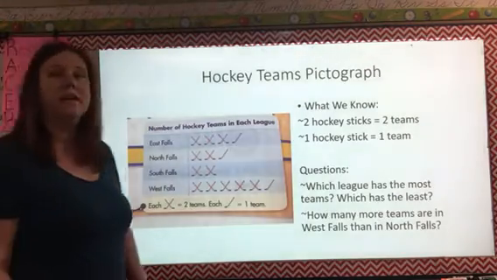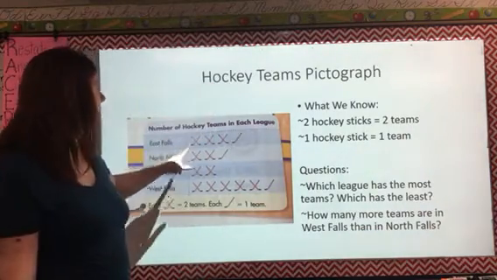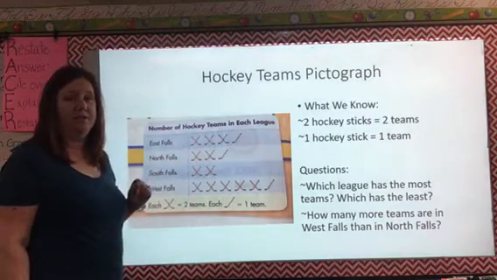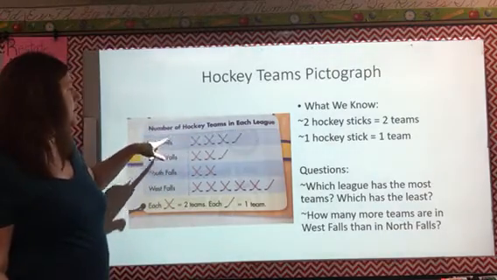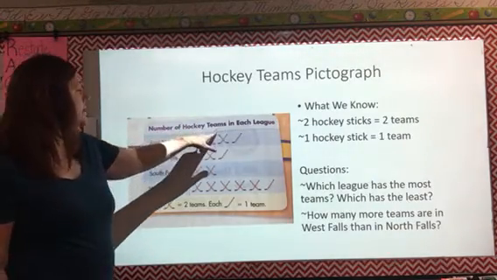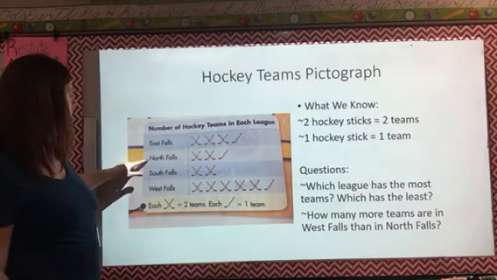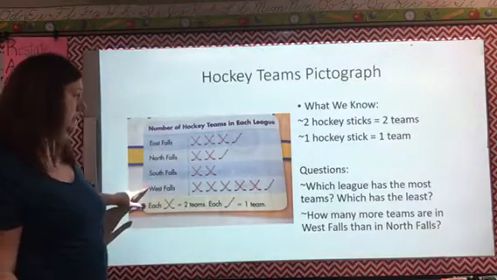All right, so now we're gonna look at a pictograph. This is a hockey team's pictograph. A pictograph uses pictures to display information. Just as a line plot used X's, now we're going to use pictures. So this is the number of hockey teams in each league. We have the East Falls League, the North Falls League, the South Falls League, and the West Falls League.